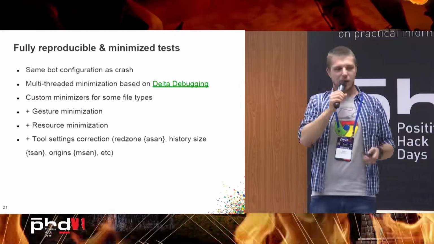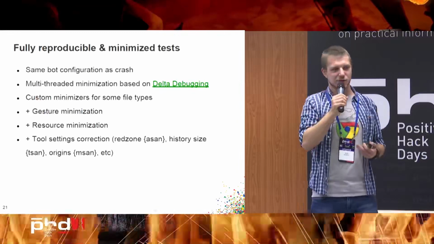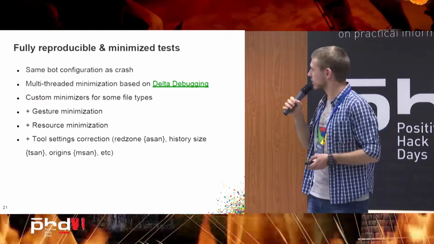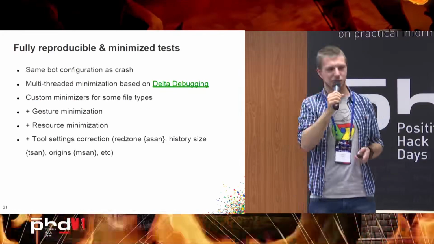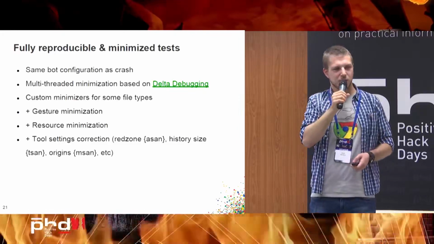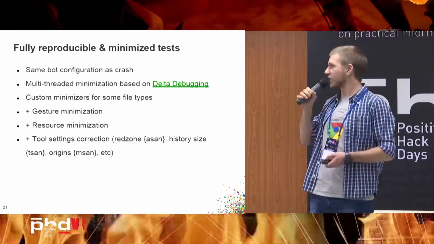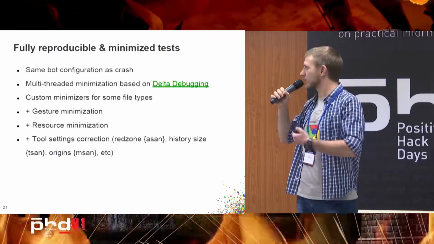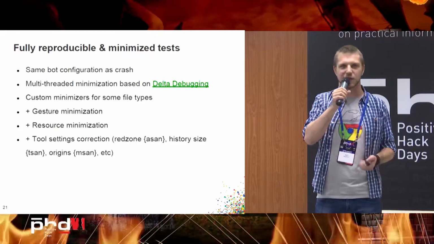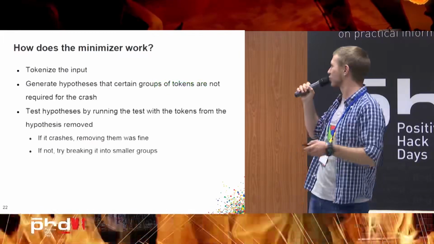Our second objective was to have fully reproducible minimized tests. It's important to maintain the same board configurations. Minimization is based on delta debugging. Nothing new about it, but I have a whole slide on it. Next one. Some fuzzers and some data types will require their own custom-made minimizers.